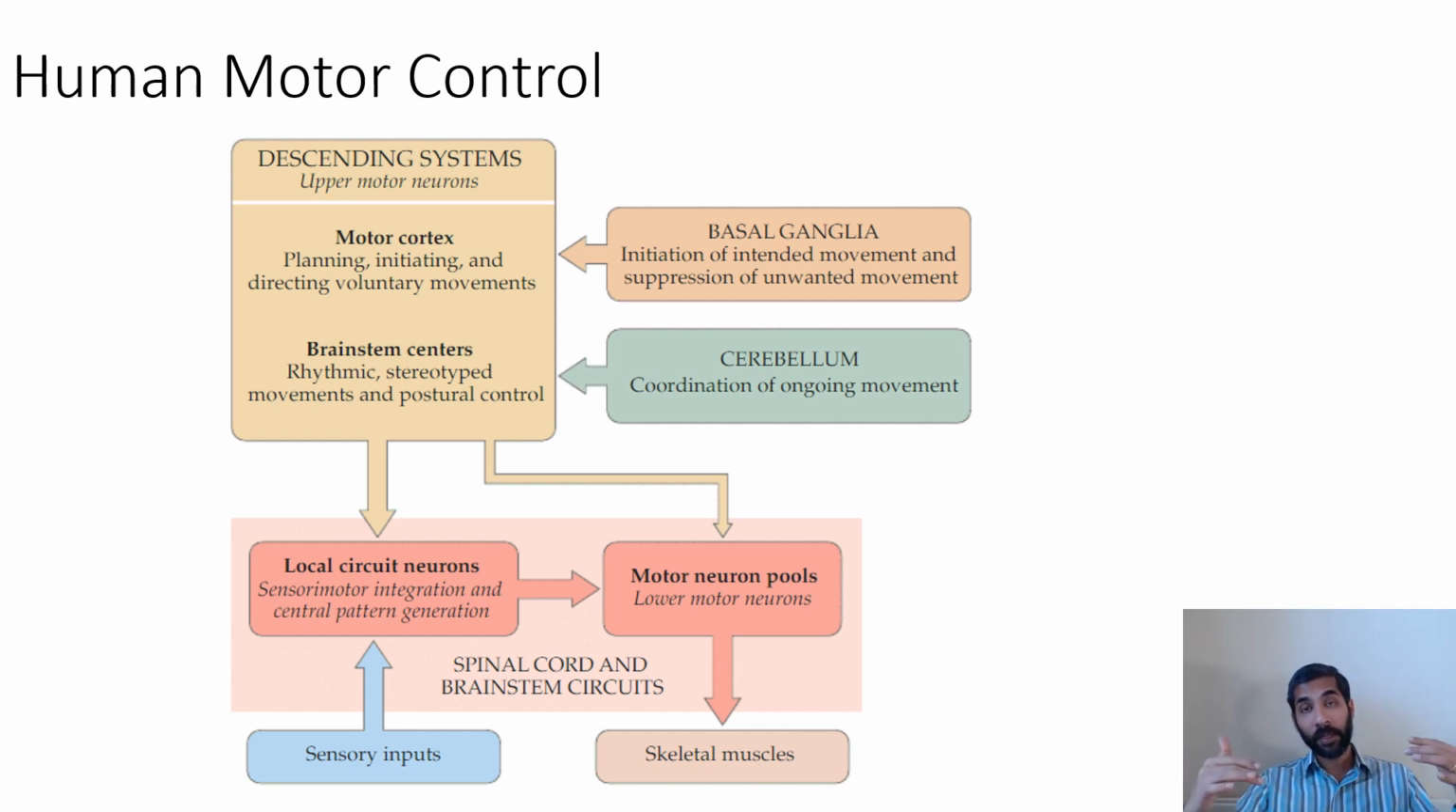Now, of course, at the spinal cord, there is also the integration of the sensory inputs that are coming from the body and the motor inputs that are coming from the brain, and they are both combined together and used to control the skeletal muscles.